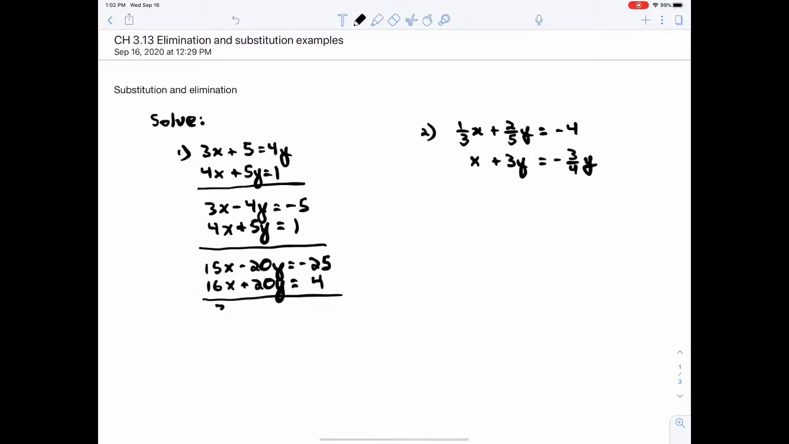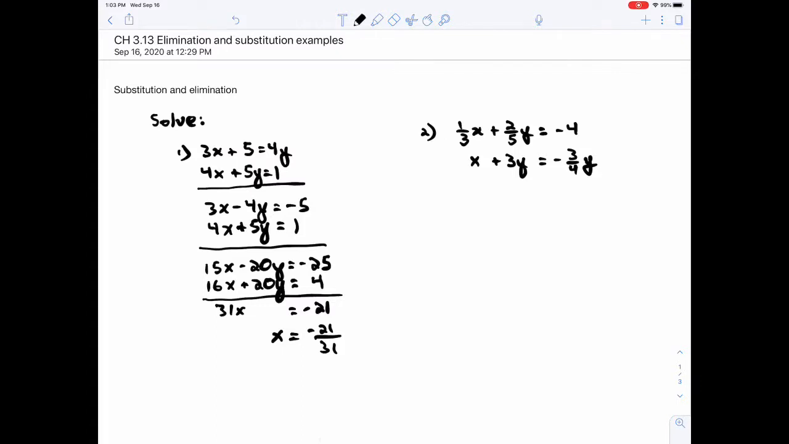So we get 31x equals negative 21. Therefore, x equals negative 21/31. Now, may I take that x value and substitute it back into one of the original equations? Yes. And if it was a simple number, I would. But it's a nasty-looking fraction, so I don't want to do that.